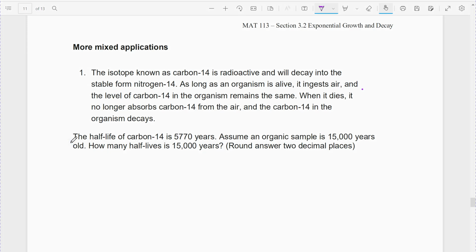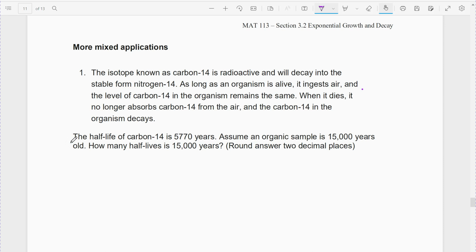Alright, so now applications of exponential growth and decay mixed together, similar to what you'll see in the homework and the quizzes. Just so you know, the homework does word things a little differently, so I made sure to include some here with sort of the wording that they use.